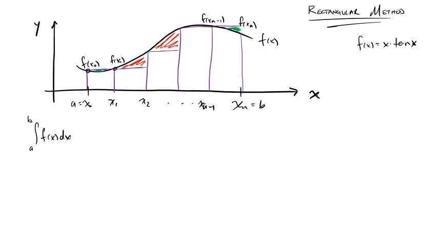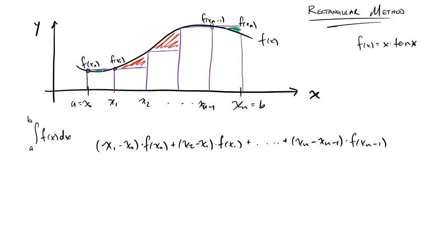And now we just need to calculate each individual area. If we want to calculate the area of this rectangle, we just need base times height. The base is x1 minus x0 times the height, which is f of x0. Then we add the next rectangle: x2 minus x1 times f of x1. We keep doing this all the way until the end. The very last one is xn minus xn minus 1, multiplied by the height of the function here, which is f of xn minus 1. Notice we don't use this last value for this particular application of the rectangular method.